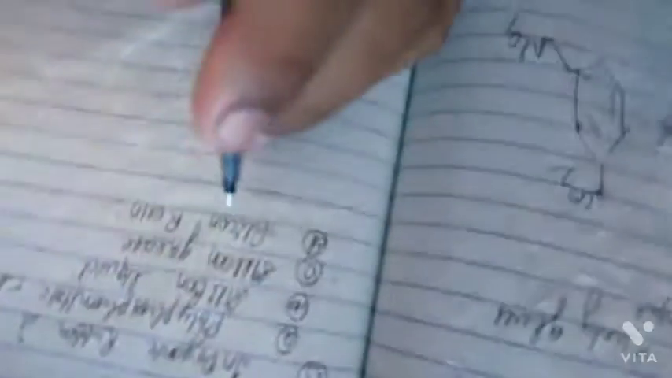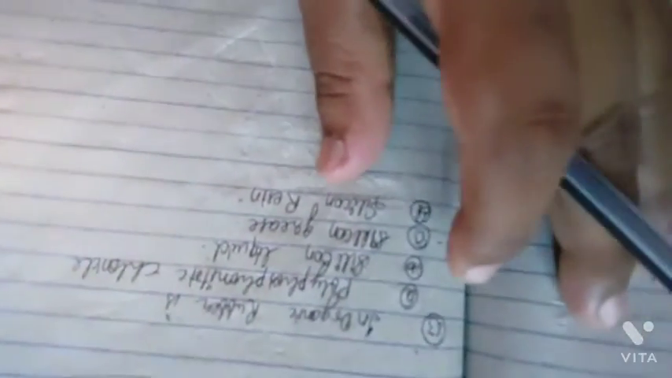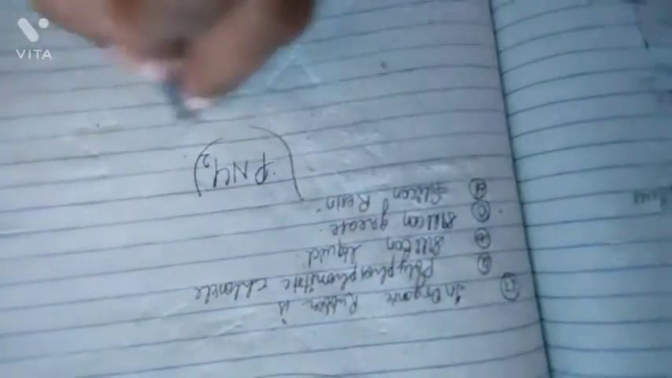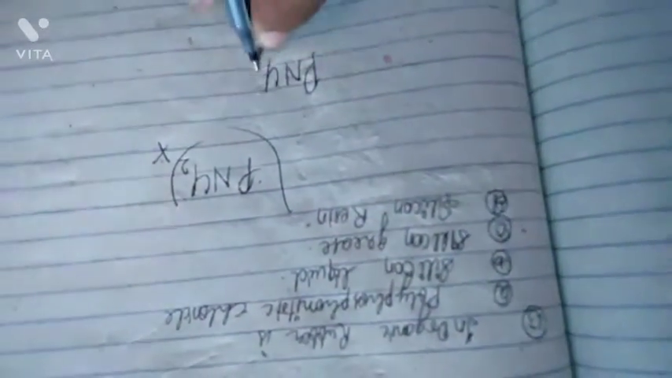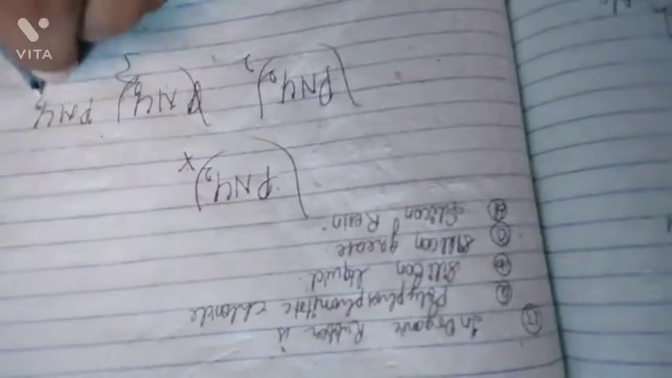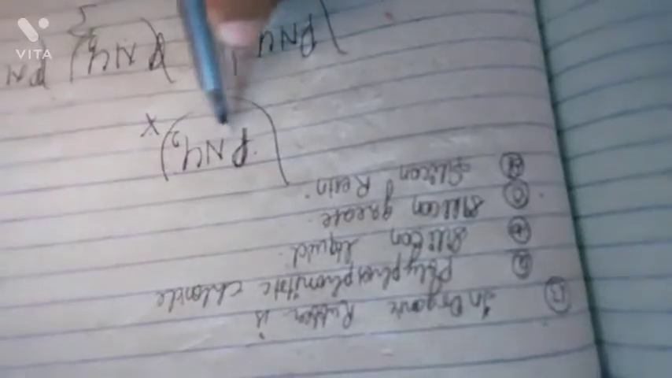Now the question is, what is the inorganic rubber? The options are phosphonitrilic chloride, silicon liquid, silicon grease, and silicon resins. So the inorganic rubber is (PNCl2)n. It may be (PNCl2)2, (PNCl2)3, (PNCl2)4, and so on. So it is phosphonitrilic chloride. The right answer is E.